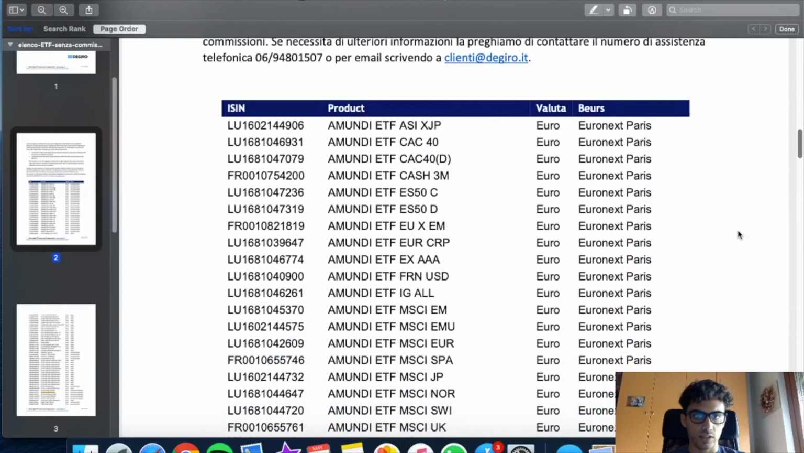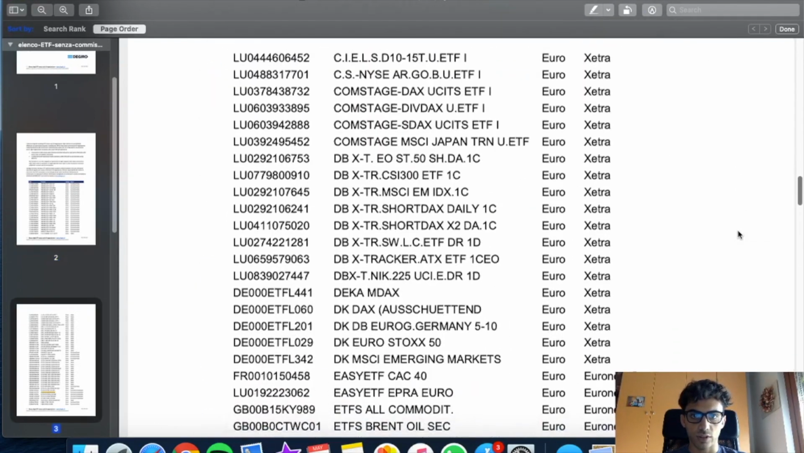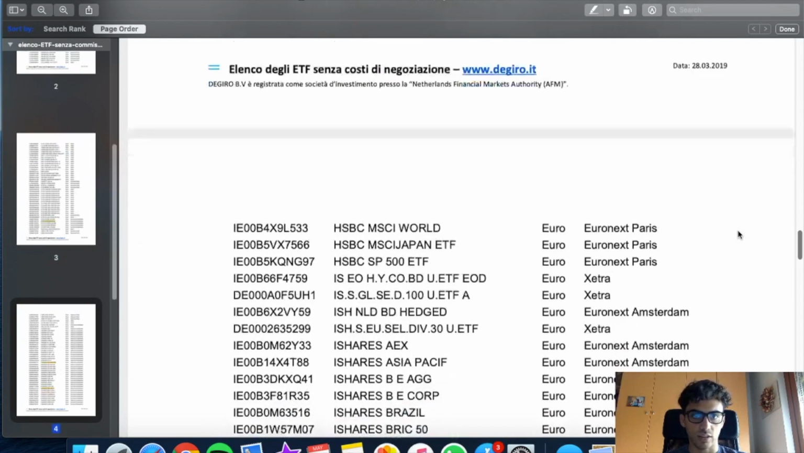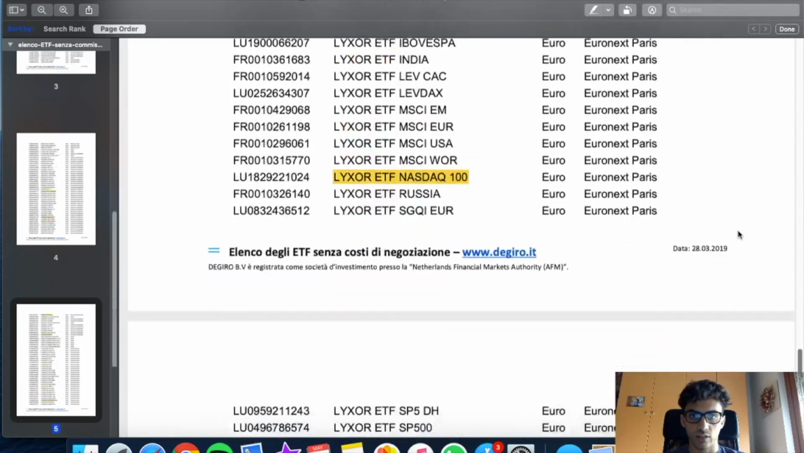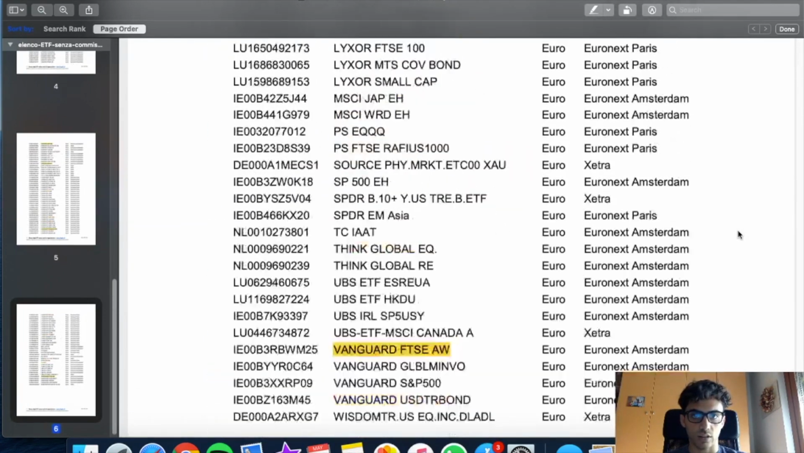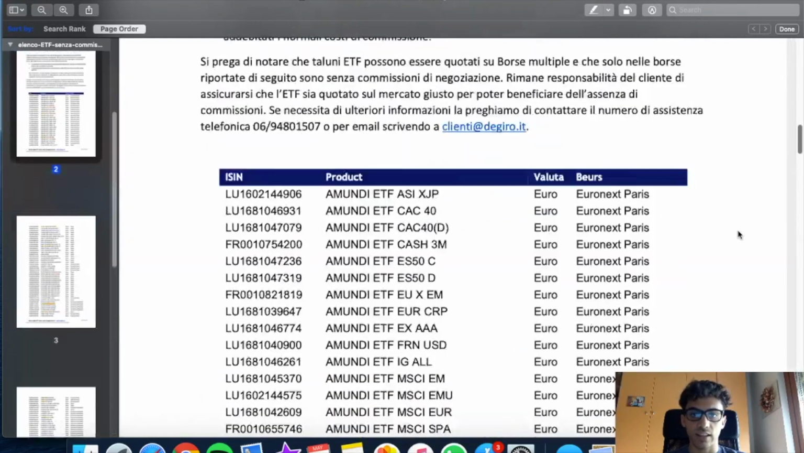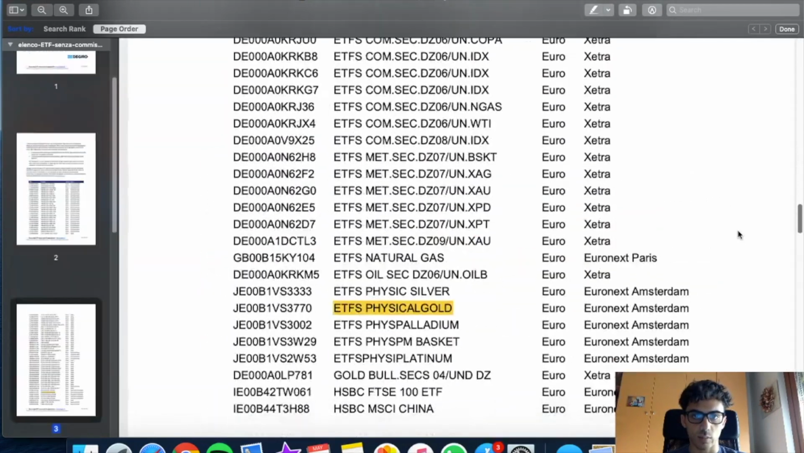Today we're going to talk about how to buy ETFs on DEGIRO, and I will show you the best free ETFs DEGIRO has to offer from a list of more than 200 ETFs. So this is the list of all the ETFs that are for free. As you can see, they are a lot. I have highlighted the one that I like the most.